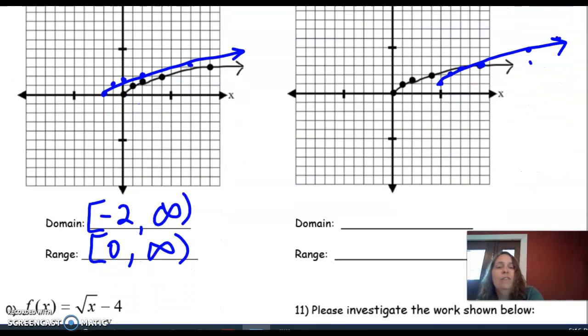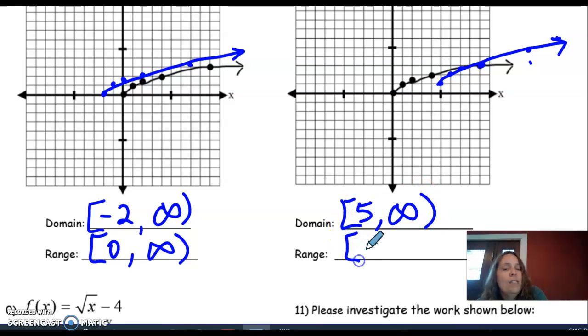So with those 2 shifts, the 5 units right makes our domain start at 5 and go to positive infinity. The up 1 means that our range starts at 1 and goes to positive infinity. All right, we're almost there.